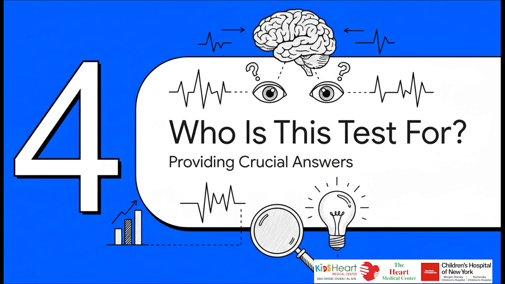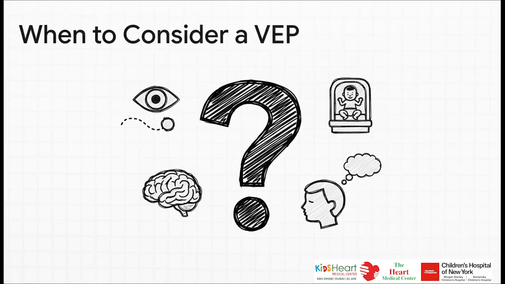So, who actually benefits from getting a VEP test? Let's take a look at some of the main situations where this kind of evaluation can give you those crucial answers that a regular eye exam might miss. If any of this sounds familiar, a VEP could be a really valuable tool for you. It's for kids who have a hard time tracking objects, or for those who were born prematurely, since they can be at a higher risk for some developmental delays. It's also key for kids with suspected cortical visual impairment, or CVI. That's a brain-based issue where the eyes themselves might be perfectly healthy, but the brain has trouble processing what they're seeing. And it's especially powerful for nonverbal children. It basically gives them a voice when their visual behavior is a mystery.